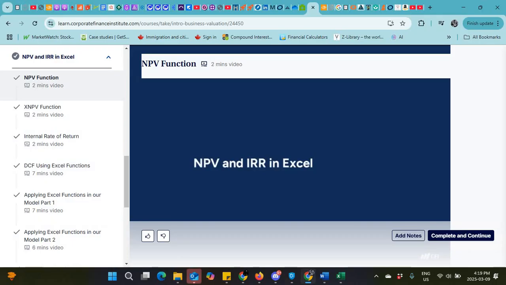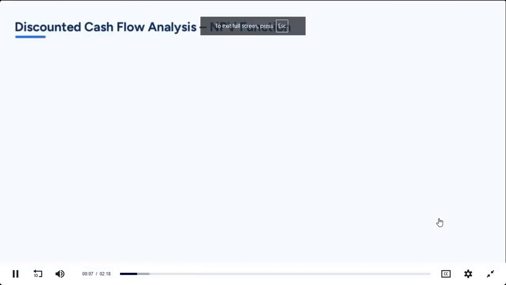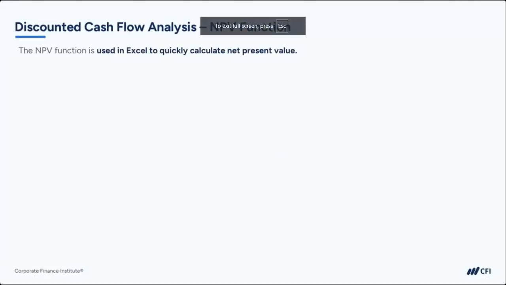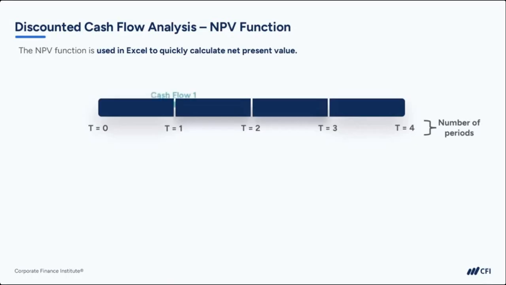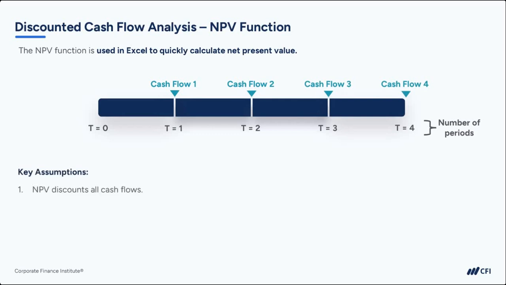Now let's talk about some handy Excel functions that can help when discounting cash flows. The NPV function is used in Excel to quickly calculate net present value. There are a couple of key assumptions when using NPV. 1. The NPV is calculated by discounting all cash flows. This is important as it makes it different from a very similar function. 2. Cash flows are assumed to occur at regular intervals, for instance, annually. 3. Cash flows occur at the end of the period.